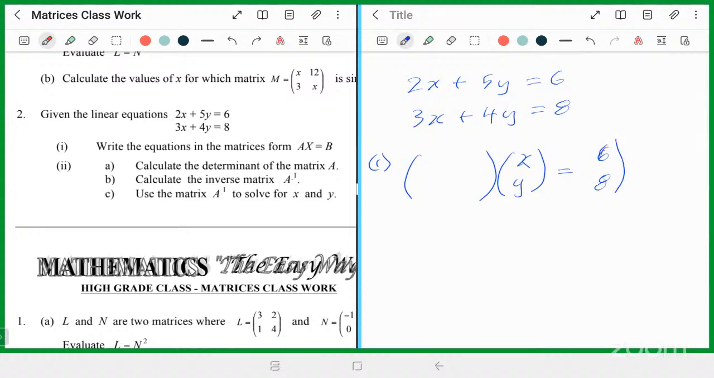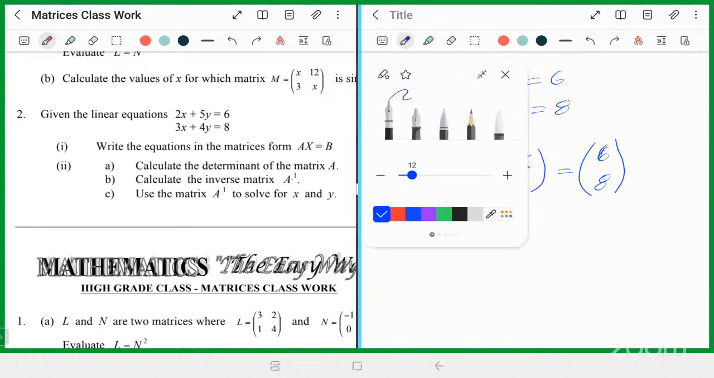All right, so this matrices equation now, we need the values for here. The values for inside here are taken from the coefficients up here. So the 2 and the 5 are the coefficients on the first line, 2, 5. And the 3 and the 4 are the coefficients on the second line, 3, 4. And so this is your matrix.